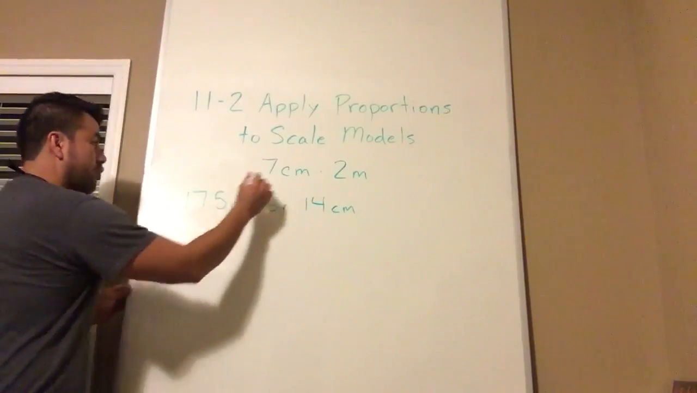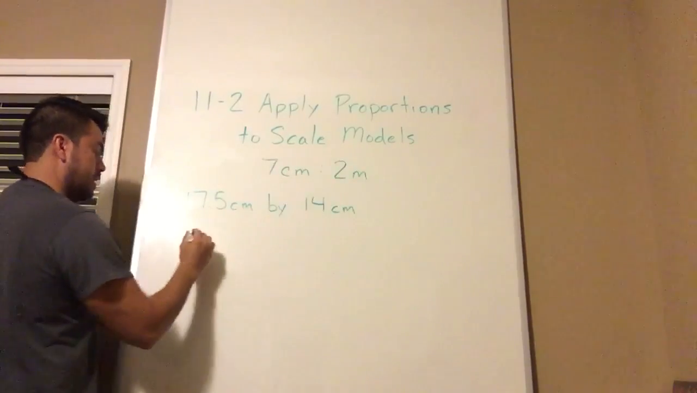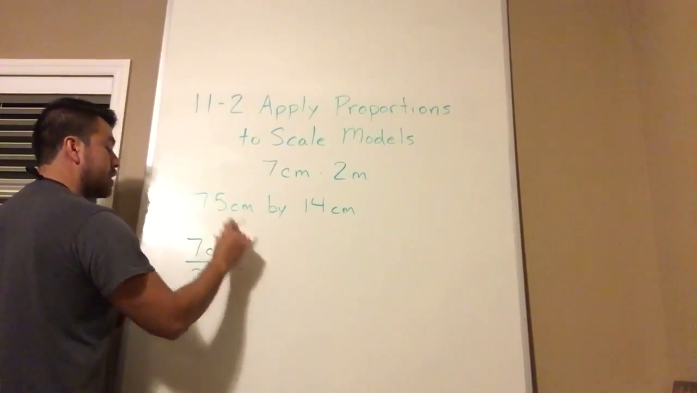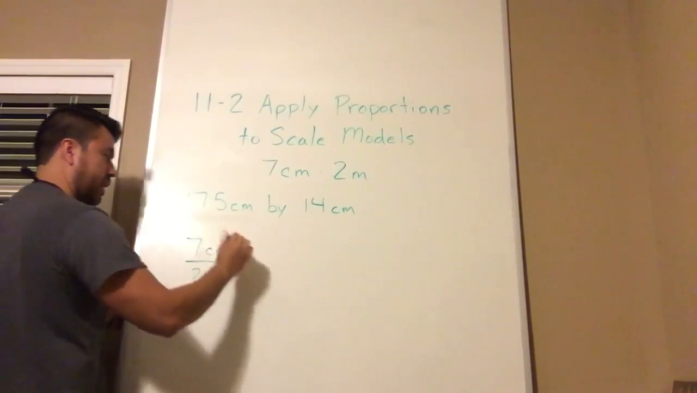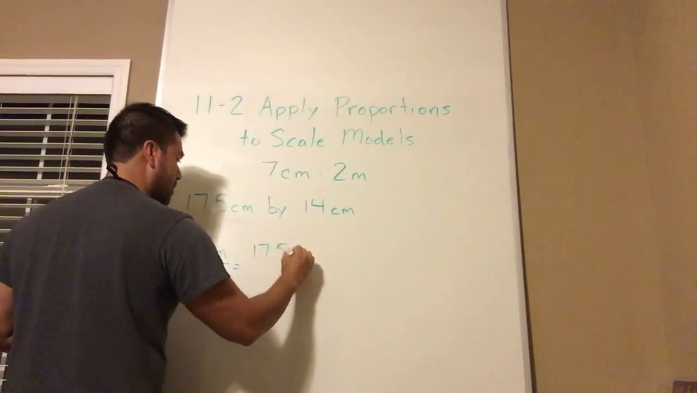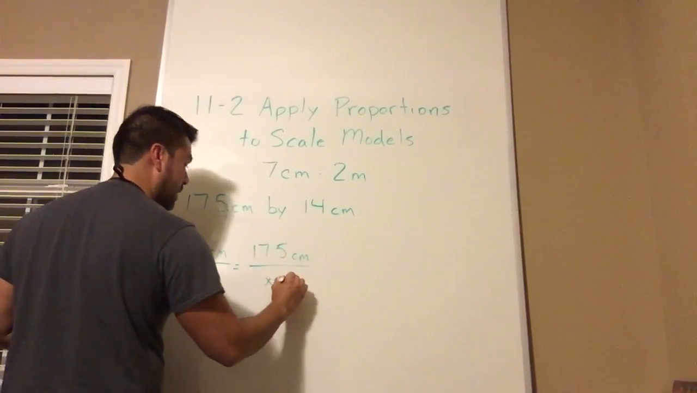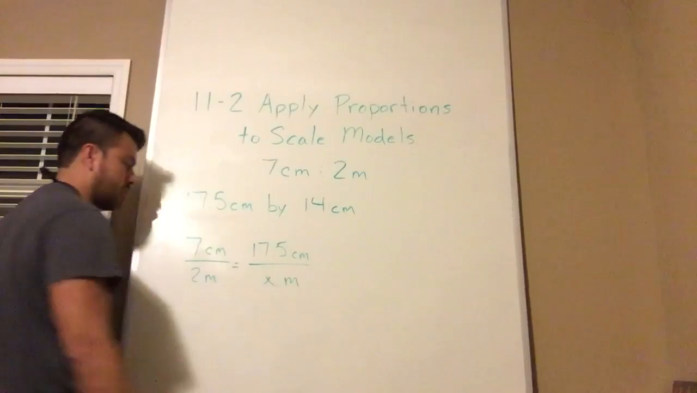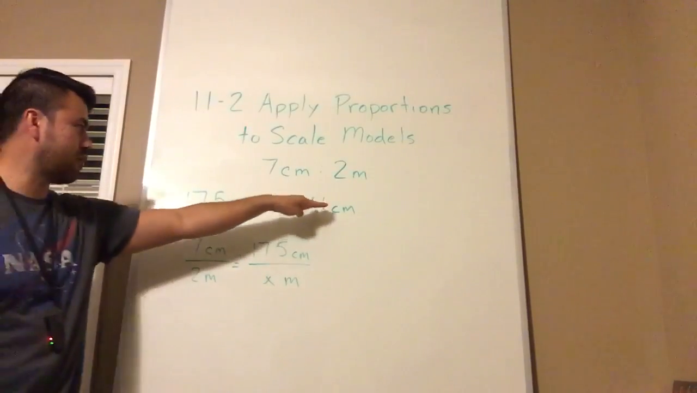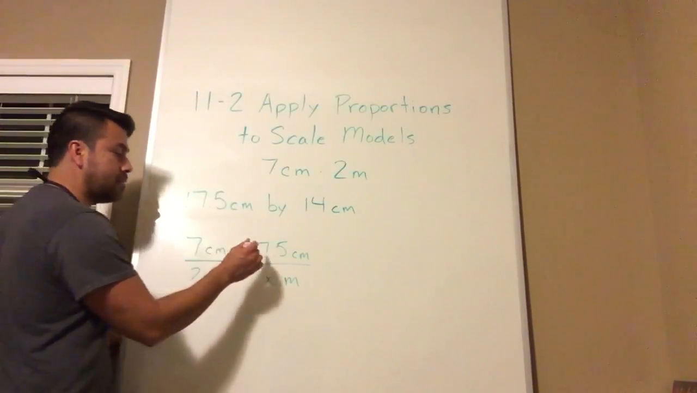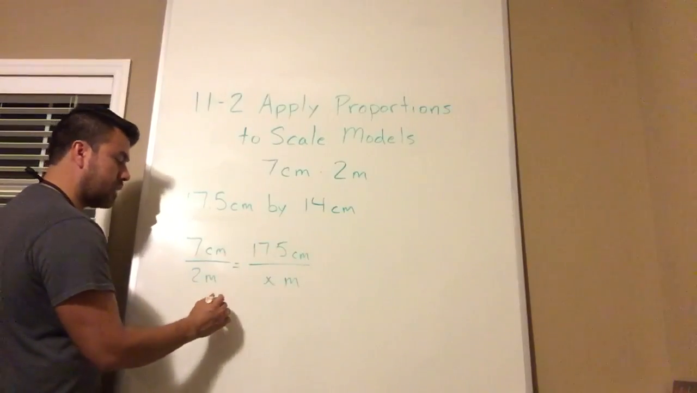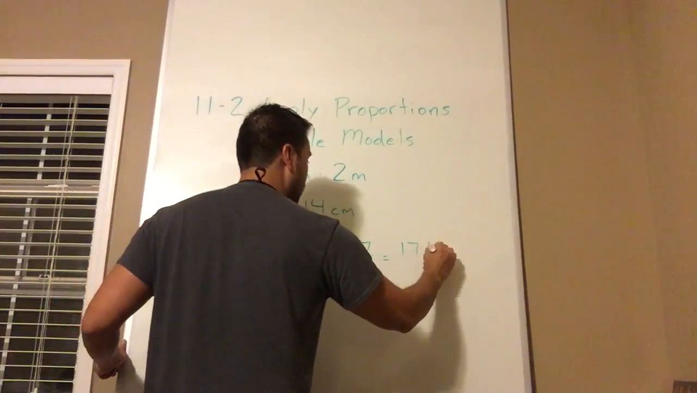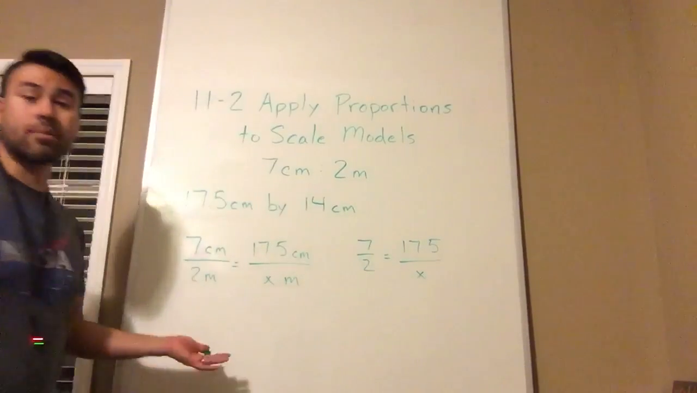times. So first I'm going to use this map, or this blueprint, over the actual, and I'm going to do it with the first measurement right here. So the 17.5 centimeters up top, and I don't know how many meters down low. I almost mixed it up myself. I almost started flipping it. So I'm going to find how many meters is that 17.5. So really I'm dealing with 7 over 2 equals 17.5 over x. That's what I'm going to work out right now.